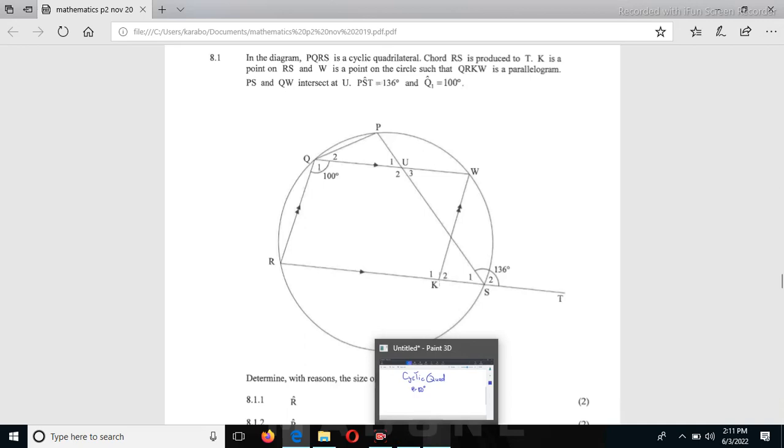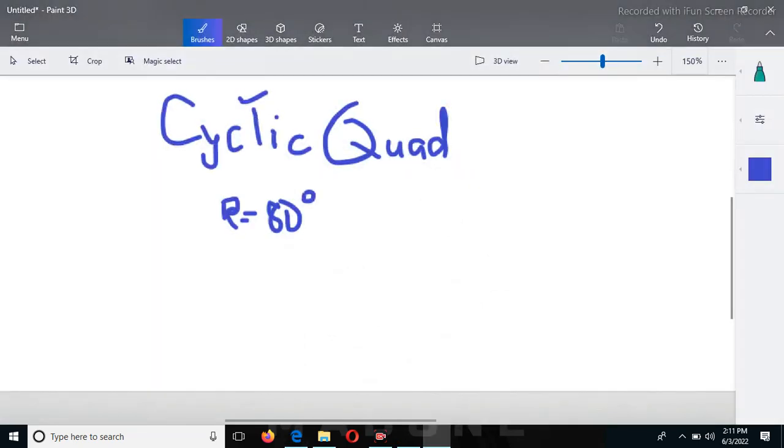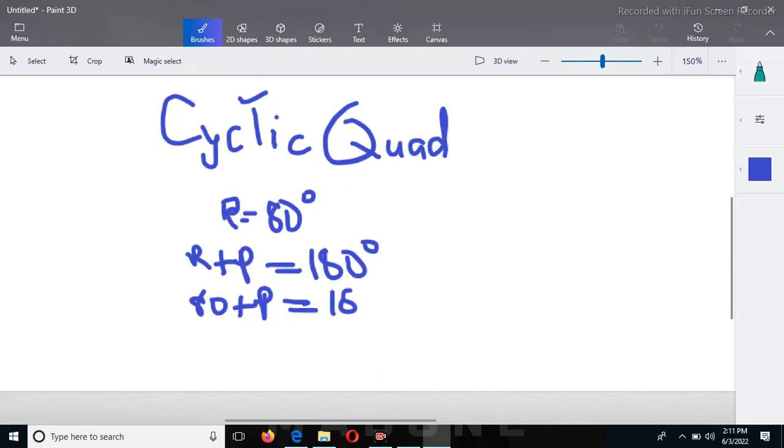So we're going to come here and say, okay, if R is 80, now I know that my R plus my P must give me 180, right? But now I have R and I'm looking for my P, right? So what's going to happen? We're going to transpose this 80 to the other side. Therefore, my P is equal to 100 degrees.